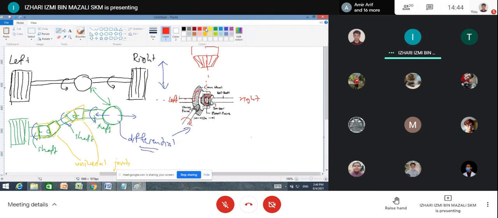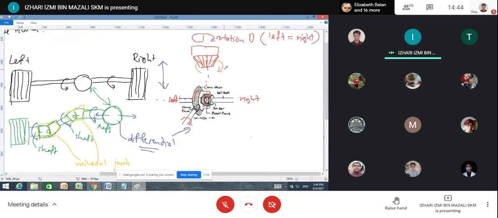The other case: rotation has a value. That means left is not the same as right. So that's how your differential works.